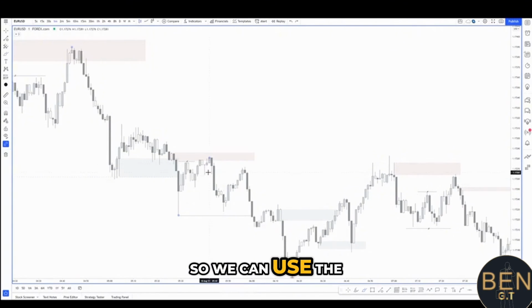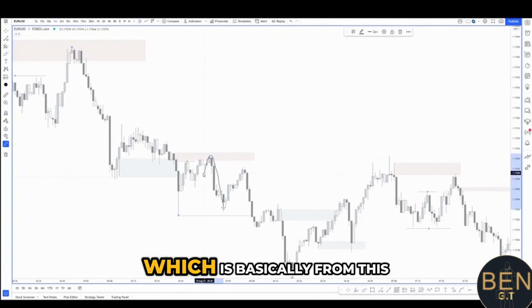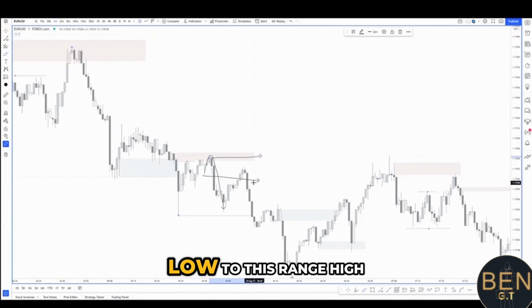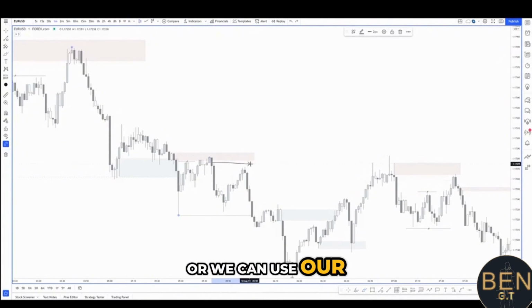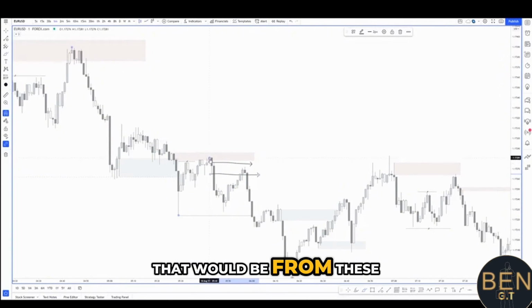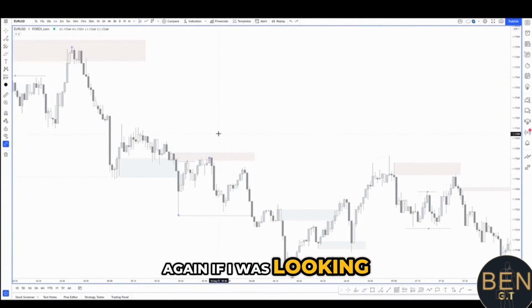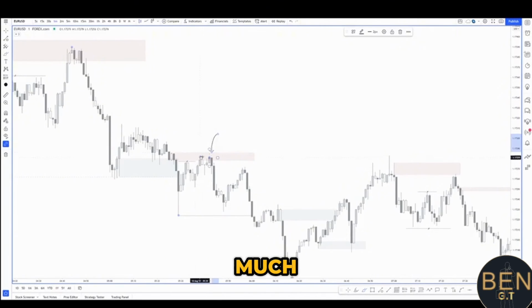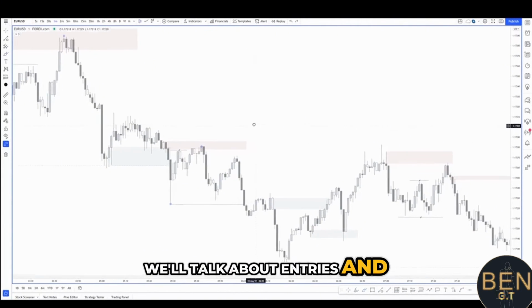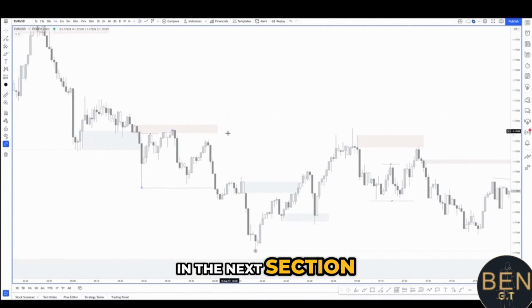So we can use the larger, more clear pivot supply, which is basically from this range low to this range high, or we can use our refined pivot supply that would be from these wicks. Again, if I was looking at stop losses, which we won't get into too much, I would want to factor it above the supply zone just to give the trade room to breathe. But again, we'll talk about entries and things like that in the next section.